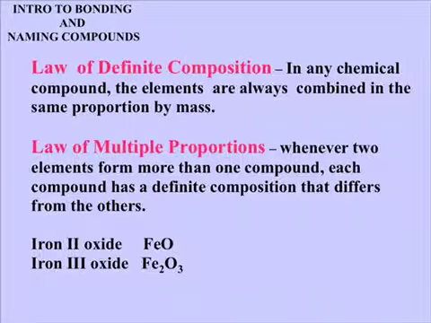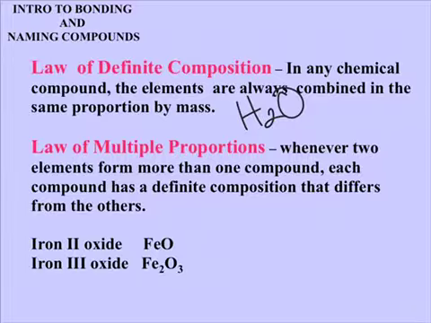In layman's terms, or just everyday language, it basically is just talking about the fact that if you have a chemical compound, it's always got the same composition. If we take a look at water, it's always H2O. It's not H3O. It's not H2O5. It's not H4O. It's H2O.